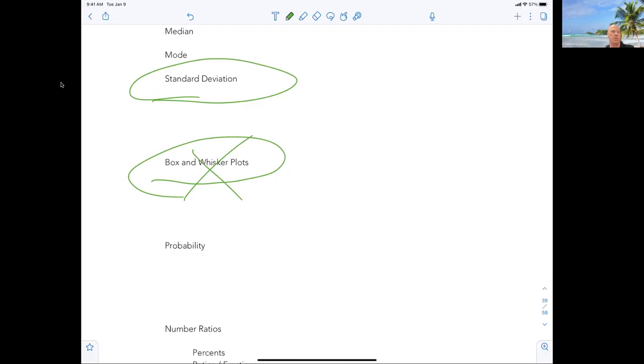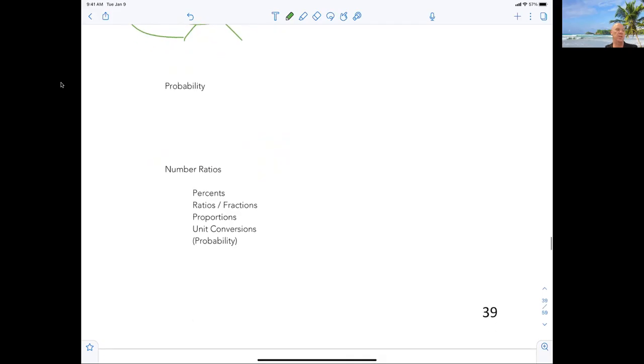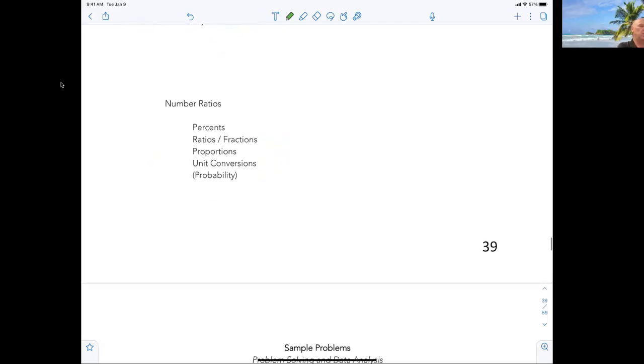Very easy. Probability is kind of tricky for kids. This stuff down here, I just feel like everybody who's had Algebra 2 is good at that. All right, so let's get going.